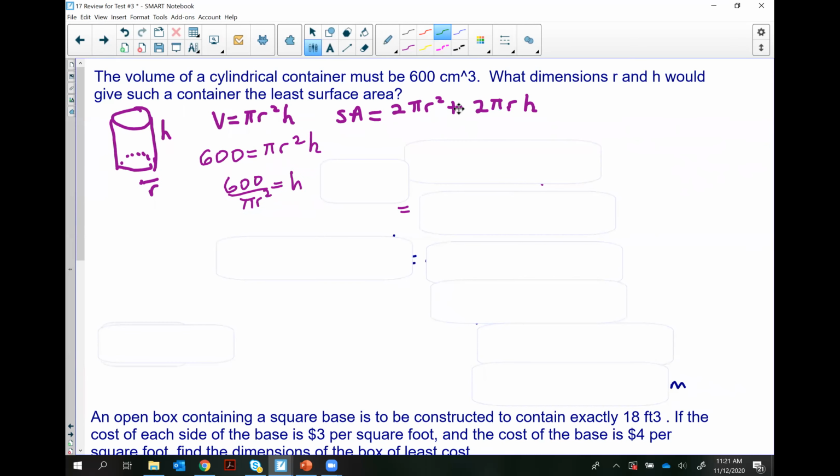Now the one that we're trying to maximize or minimize, in this case it is minimize the surface area. We want to use as little material as possible to create this box with this given volume. It has 2 variables, r and h. So once you get this information that h is equal to 600 over pi r squared, you need to go back and plug that in. This would be a really good time to pause the video, finish the question, and come back, check your results.